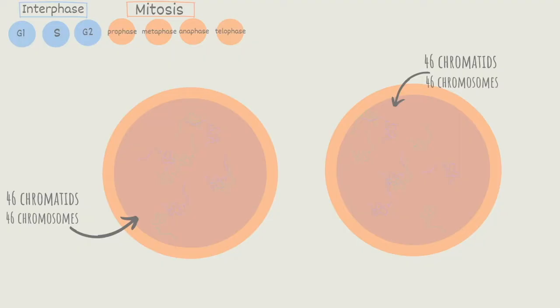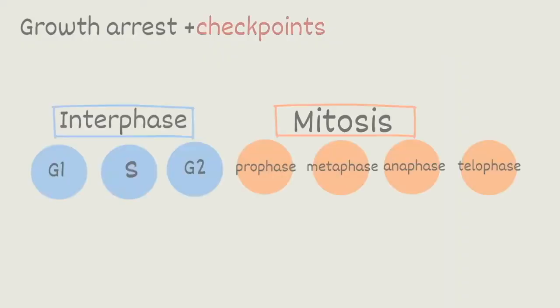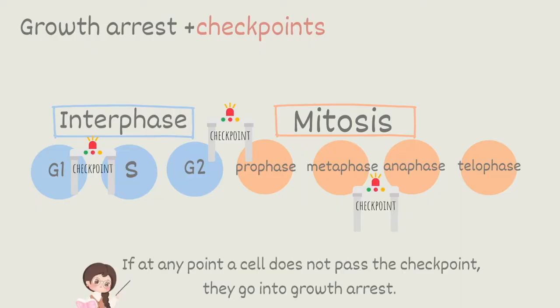Okay, so we've gone over the entire cell cycle, but there are a few other important points you need to know about cell division. One is understanding growth arrest and checkpoints. There are checkpoints within the cell cycle. There's one between G1 and S phase, one between G2 and mitosis or prophase, and one more between metaphase and anaphase. Cells must pass these checkpoints in order to move on to the next phase.